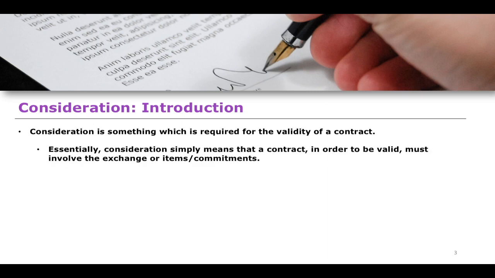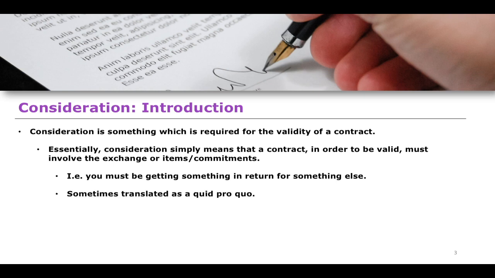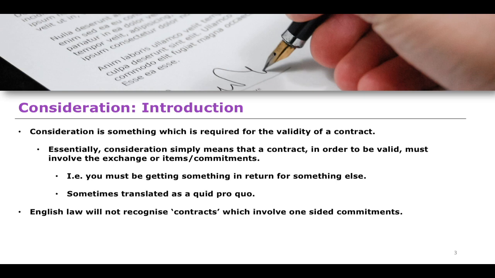Simply put, consideration means that in order for a contract to be valid, there must be an exchange of items or commitments. There has to be a mutual exchange, i.e., you must be getting something in return for something else, or you must give something in return for getting something. Whether that be items or commitments, if you're purchasing an item from a shop, you give money in return for said item. That is the consideration. Both people in the contract get something out of it, okay? Sometimes known as a quid pro quo, something for something else.